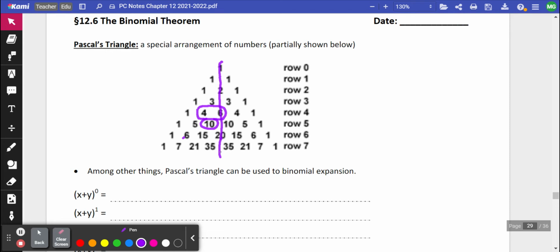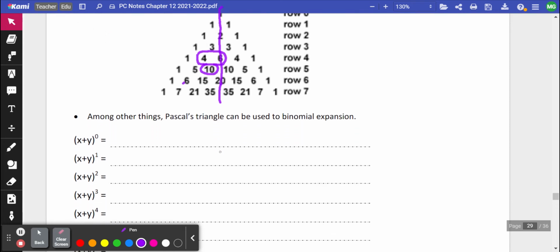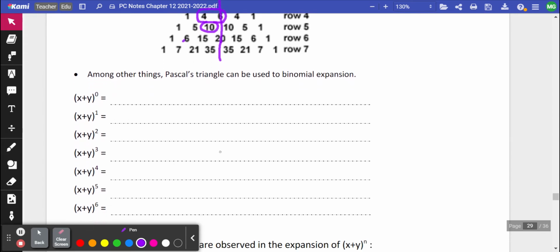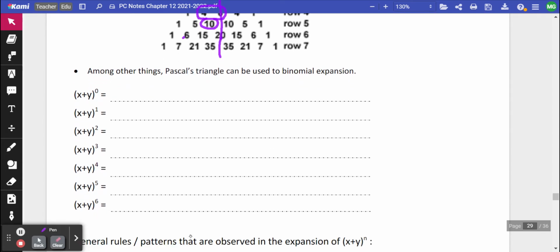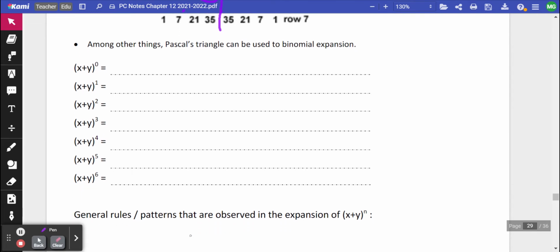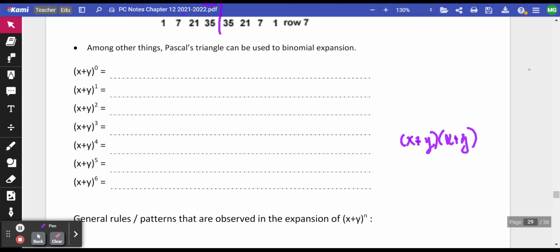So what we're going to be using this for is something called binomial expansion. I want you to think about if I asked you to take a binomial, so two terms, and raise it to the sixth power. What you would have to do is multiply x plus y times x plus y times x plus y, 6 times. Okay, and you'd be doing all kinds of multiplication and calculations. What Pascal's triangle will allow us to do is to do that much more efficiently.